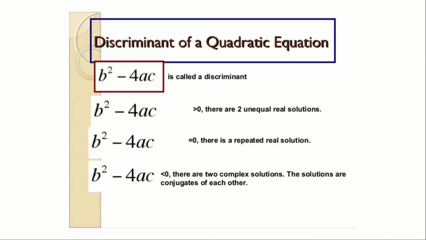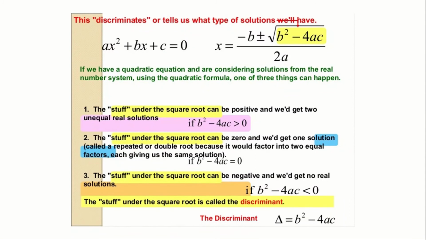The solutions are conjugates of each other. So these are the rules which we have to memorize always in order to do the problems properly. Next are some of the set of rules we have to follow in order to do the problem. The discriminant tells us what type of solution we have.